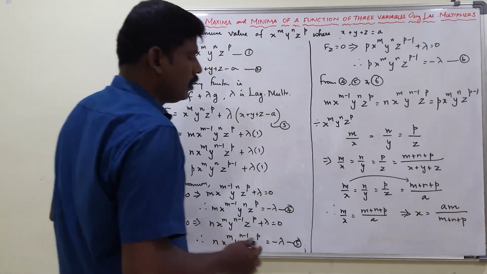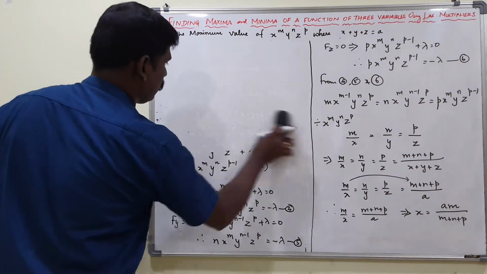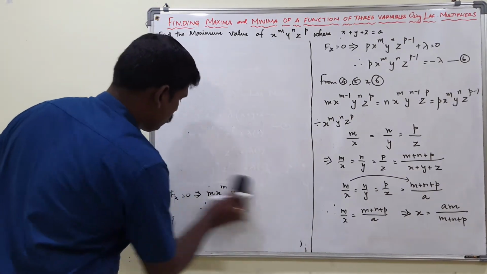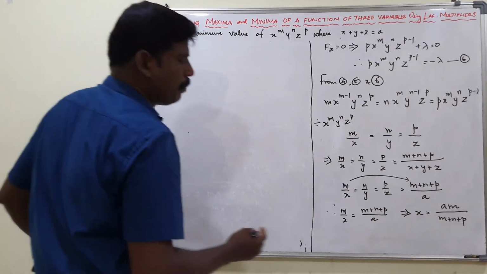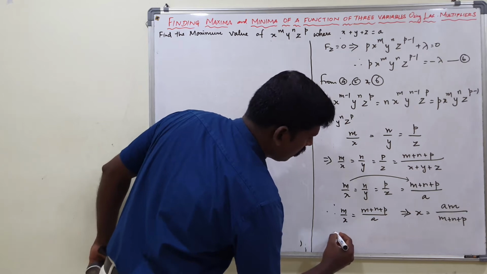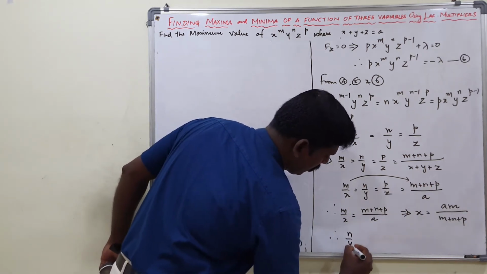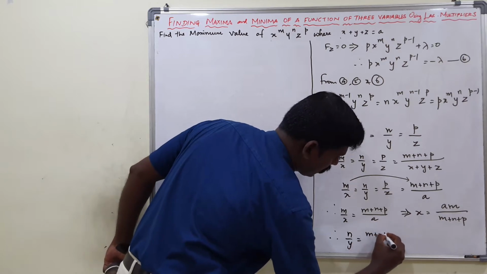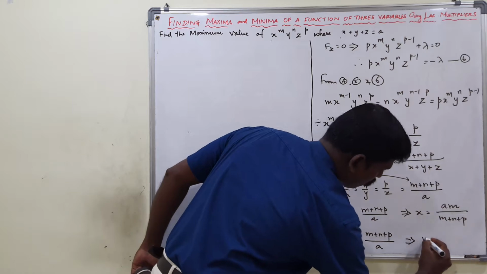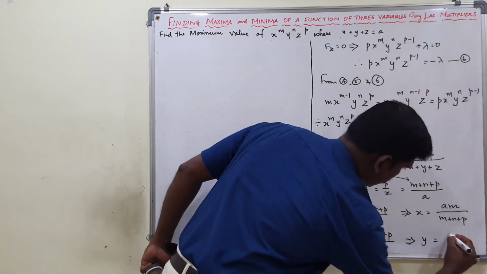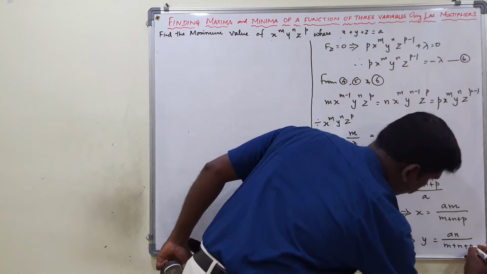Same like that. What is n by y? Same like that. Therefore, equating the second ratio with the last one, n by y equal to the same (m plus n plus p) by a. This implies what is y? y is equal to an by (m plus n plus p). Is it right?